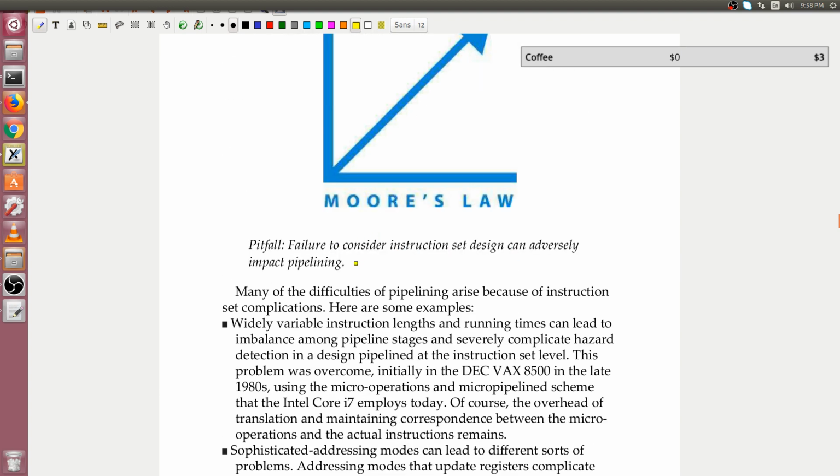Another pitfall is the failure to consider that instruction set design can adversely impact pipelining. If we have something like a variable size instruction set, it's going to be very hard for us to consistently store types of data because they're going to be different sizes. So how do we design for that? That's a pitfall that we can fall into.